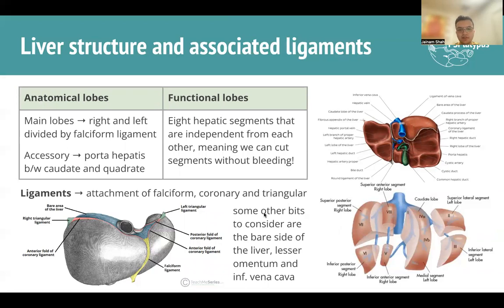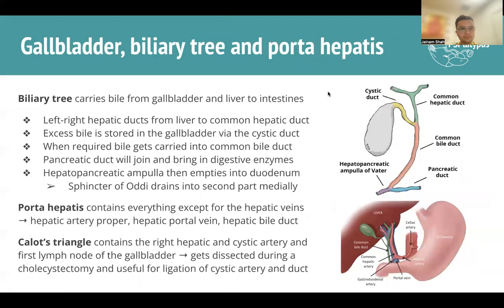Some other things to consider as well are the bare side of the liver, so the part that is actually in contact with the diaphragm and it's not covered with any sort of visceral peritoneum. The lesser omentum also attaches to the liver, and the inferior vena cava is actually, if you have a look here, almost embedded into the liver by some fibrous material there. So it's really important to know that these relationships exist.